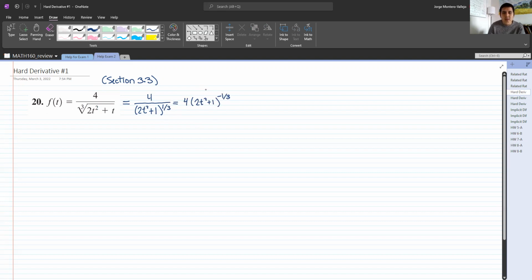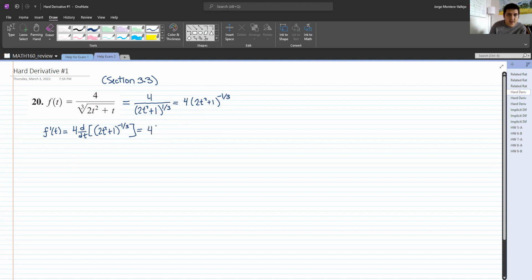Okay, so you see that now this is maybe a bit easier to differentiate. Because it's just a constant which we can disregard, and then we just need to do general power rule because it is a function being raised to a power, right? So I'm going to do that. F prime of t will be equal to, so we are doing d/dt on this bit, right? The 4, we can put outside. So 4, and then d/dt of 2t squared plus t raised to negative 1/3. I haven't taken the derivative yet, that's why I'm writing d/dt. But now I'm going to do it.